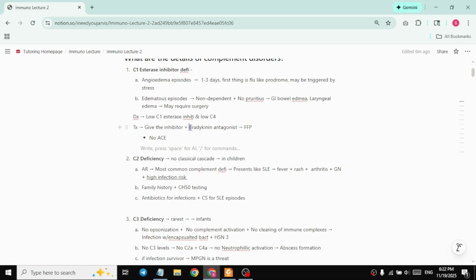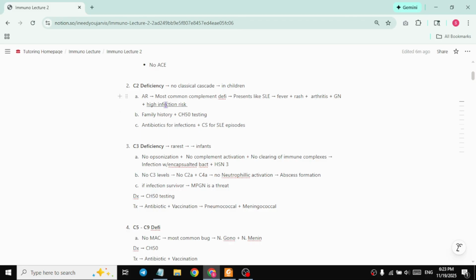Or what you can do is you can give a bradykinin antagonist, to reverse whatever the cause of the angioedema is. If both of them don't work, make sure you give them fresh frozen plasma. Okay, FFP is the way to go because now they're going to need the plasma, which has C1 esterase in it. So that is C1 esterase inhibitor deficiency.